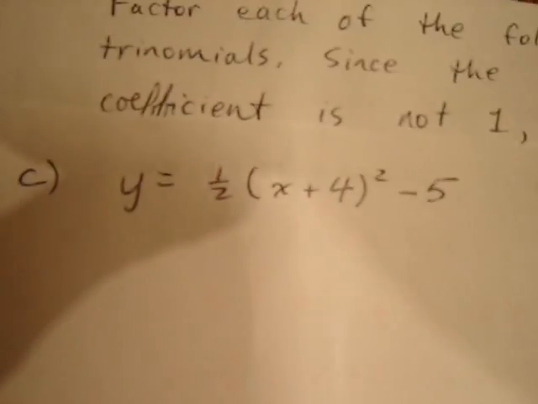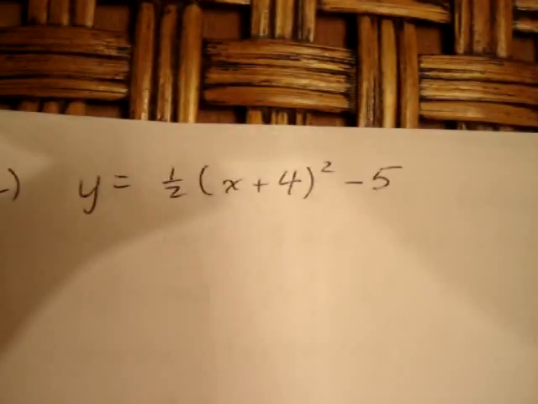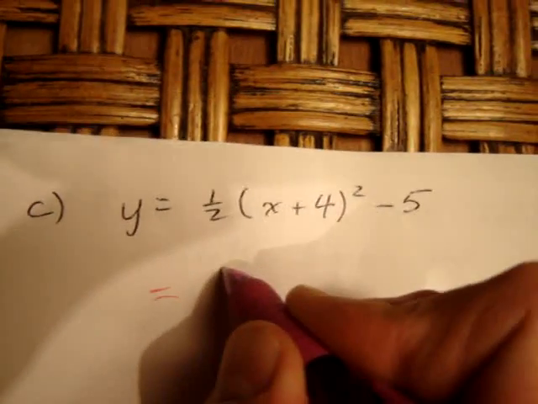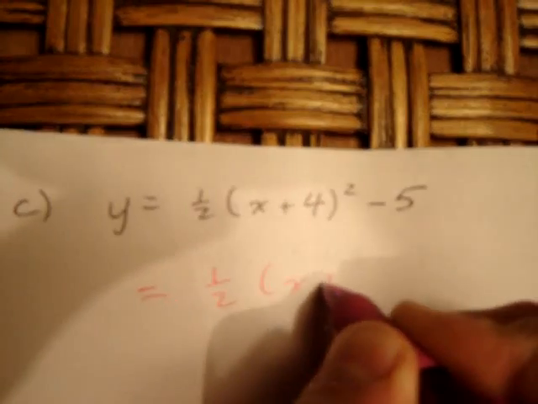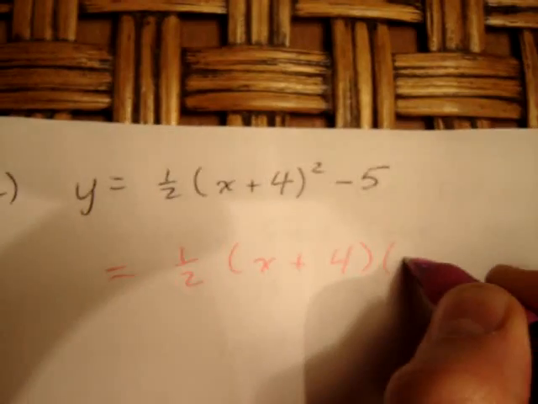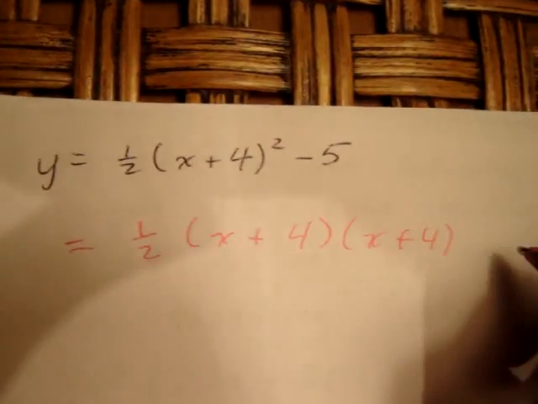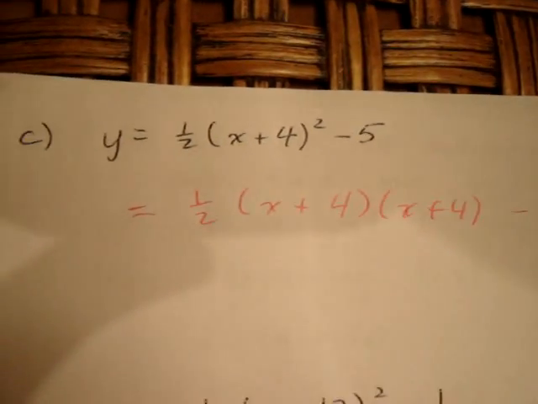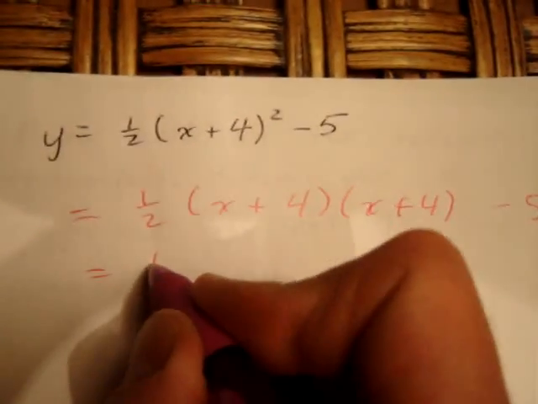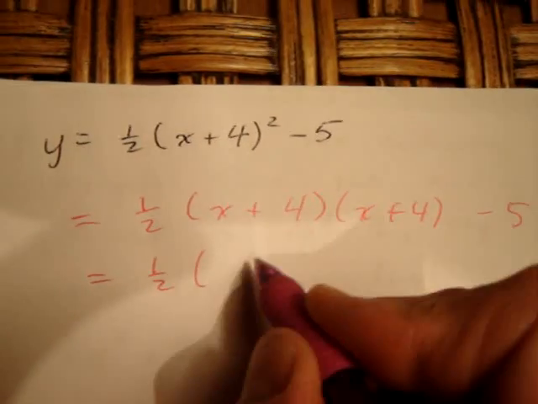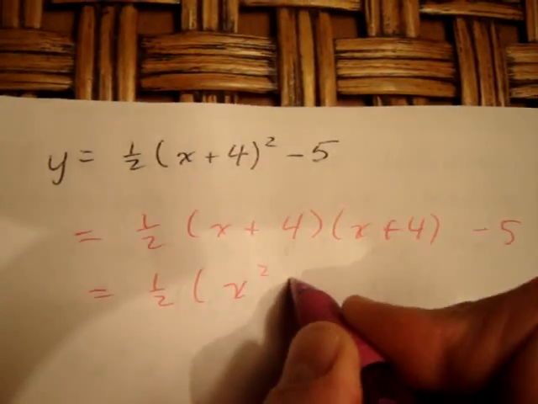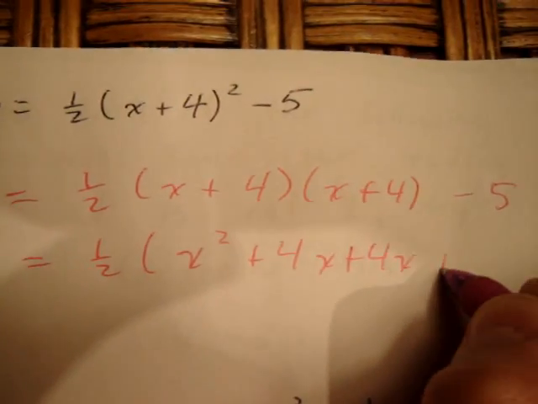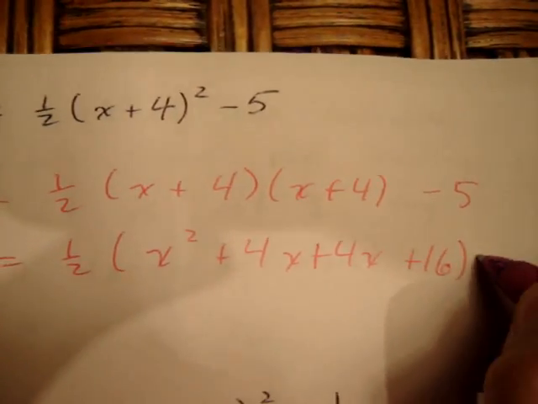Our next question has a dreaded fraction in it. Some people are scared of these, I've heard, but I know you're not. We get 1/2 times (x plus 4) times (x plus 4) minus 5. We distribute these two brackets and we get x squared plus 4x plus 4x plus 16, close the bracket, minus 5.